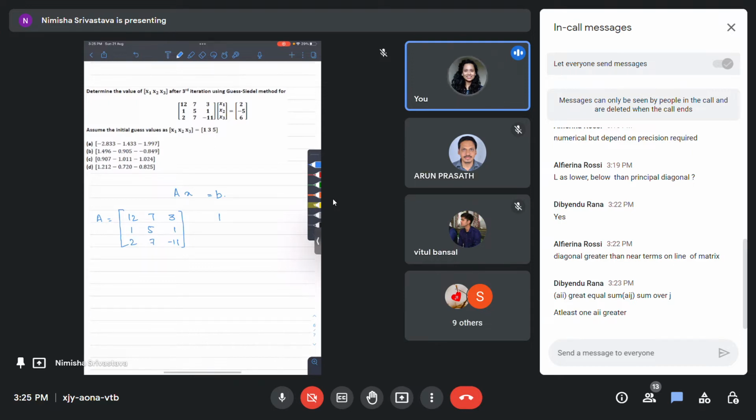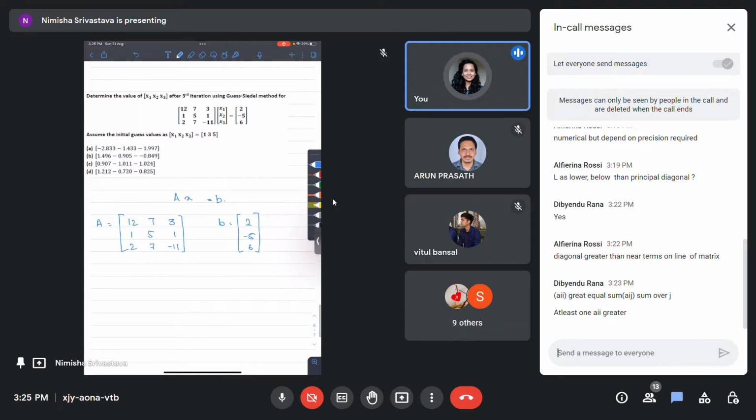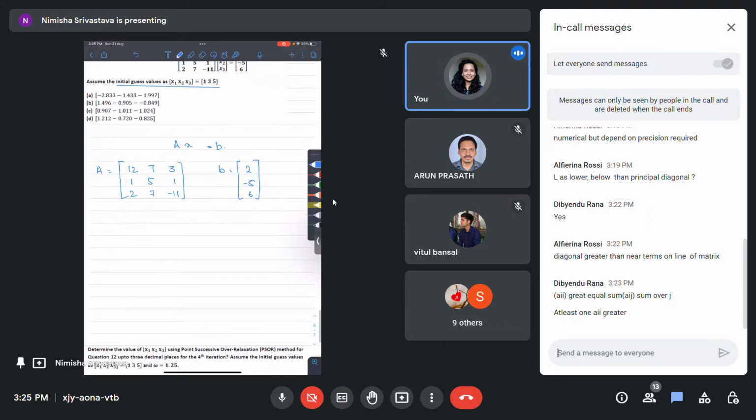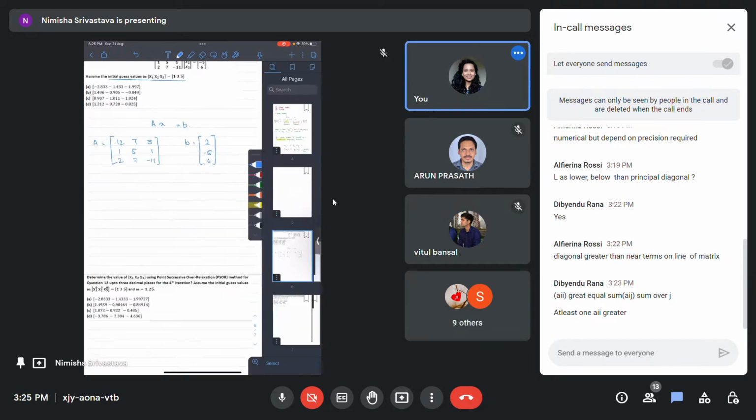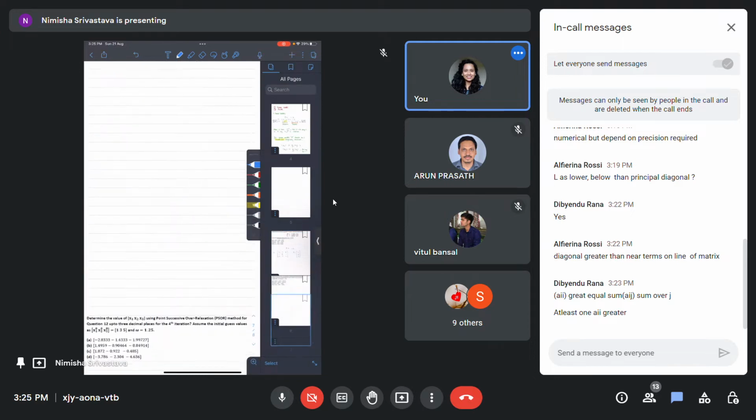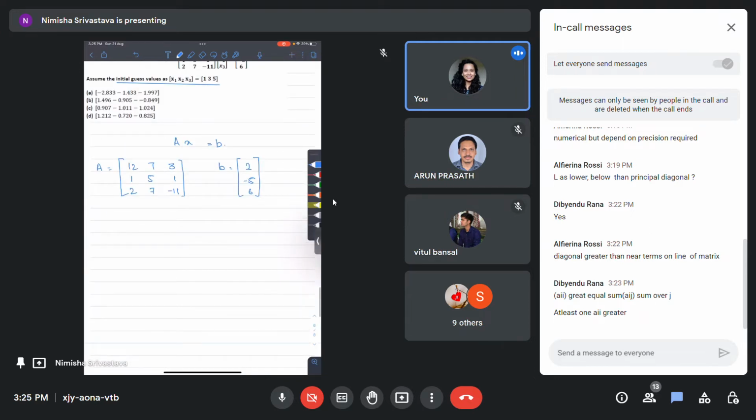B is equal to 2 minus 5 6, and they've given us an initial guess value. So that is my x naught, x at time step 0. Okay, that is my initial condition. That is 1, 3, 5.